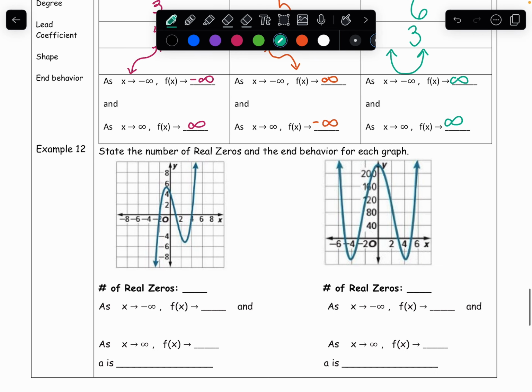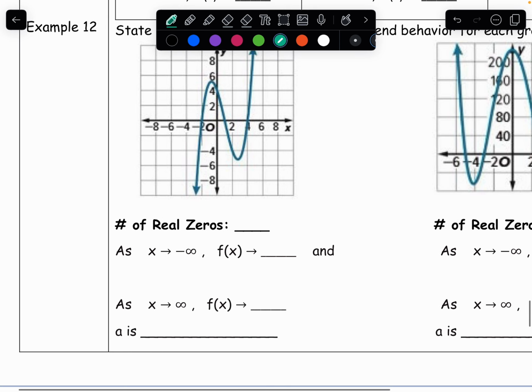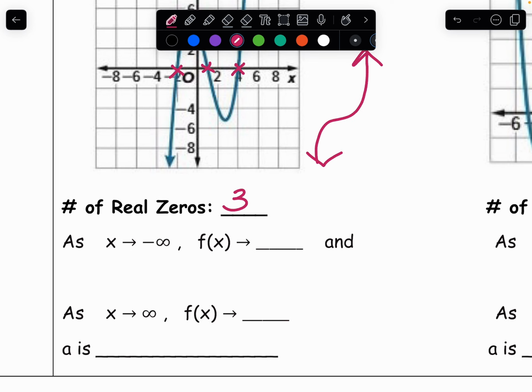That shape is going to help us in our next couple lessons where we start to graph. Our last thing that we're going to do on this page is state the number of real zeros and the end behavior. So a real zero is how many times it passes the x-axis. So we pass the x-axis 3 times, which makes sense because it's an odd degree. And so then we would be going to negative infinity and positive infinity.